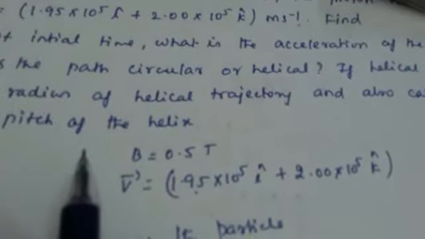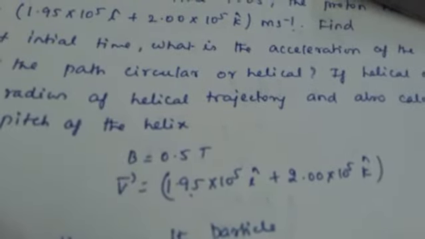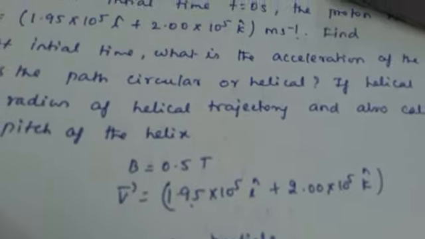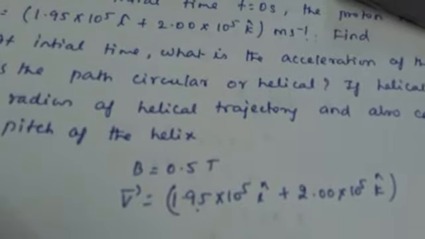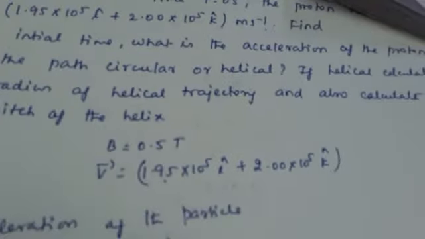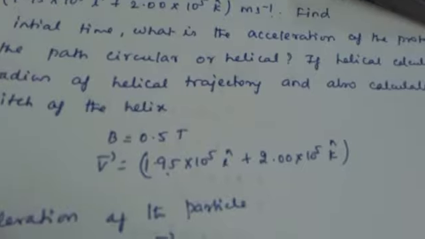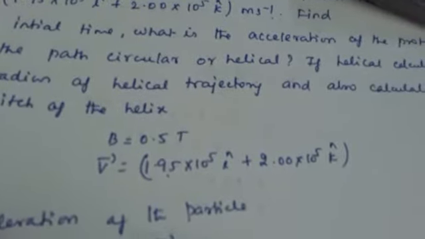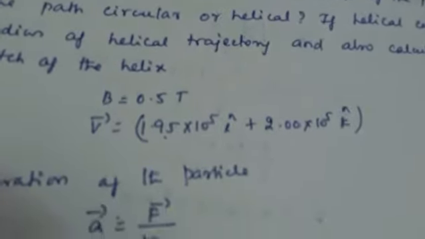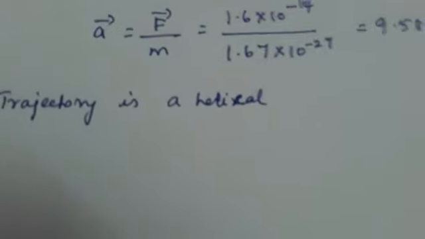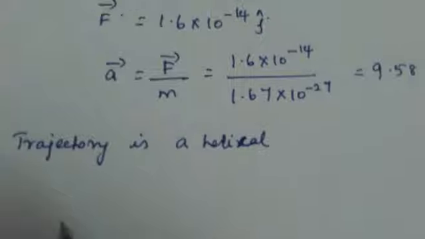Now the second part asks: is the path circular or helical? We can find out that it is a helical path. If helical, calculate the radius of the trajectory and also calculate the pitch of the helix. So we can go for finding the radius.